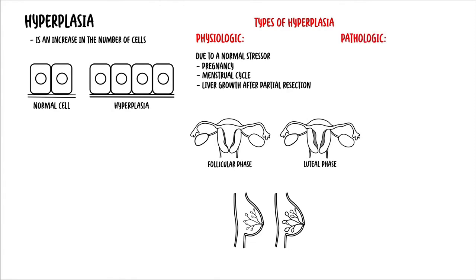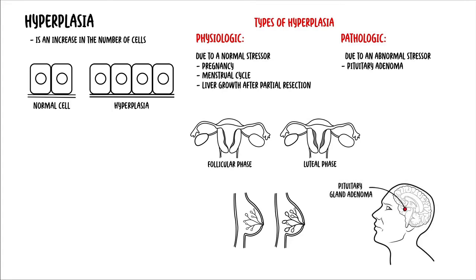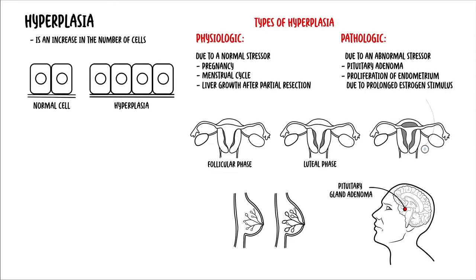Pathologic hyperplasia occurs due to an abnormal stressor. For example, growth of the adrenal glands due to production of adrenocorticotropin hormone by the pituitary adenoma, and proliferation of the endometrium due to prolonged estrogen stimulus.